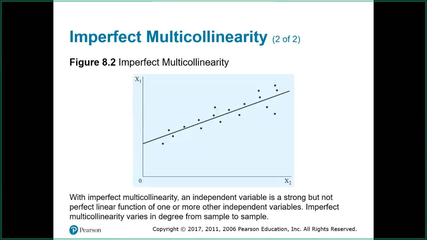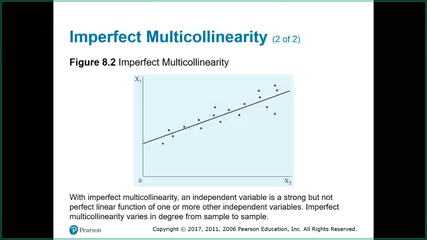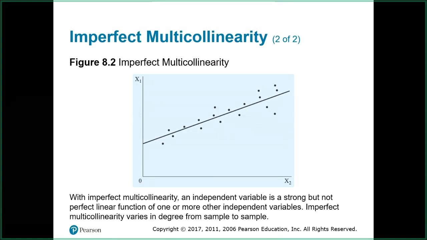So a graph of imperfect multicollinearity, your data might look something like this. Really small residuals overall between two explanatory variables.